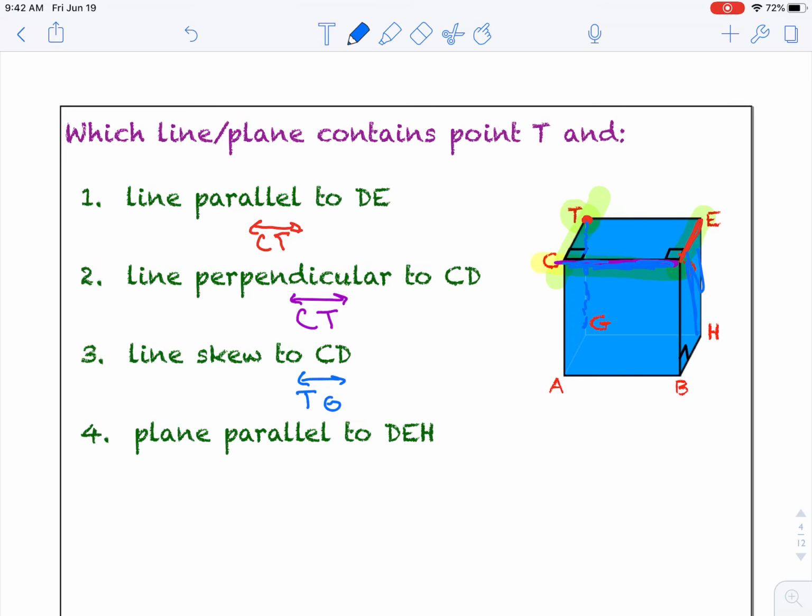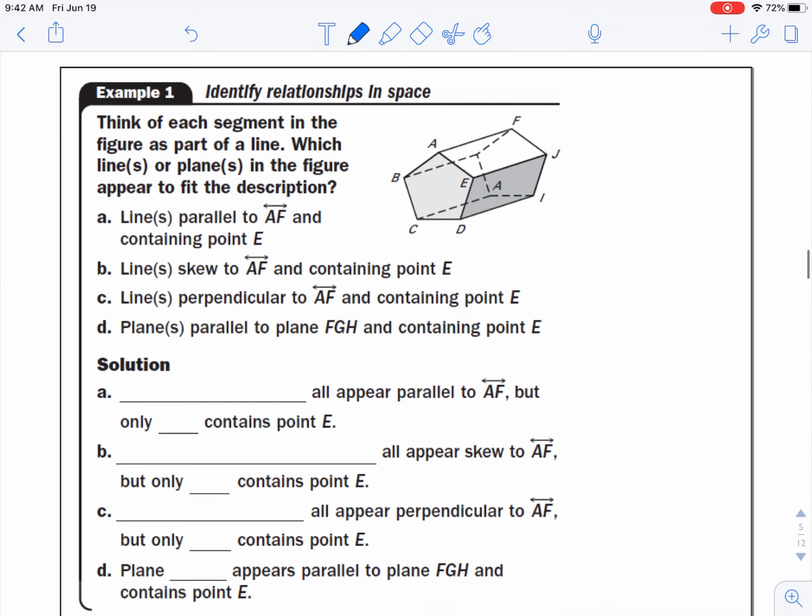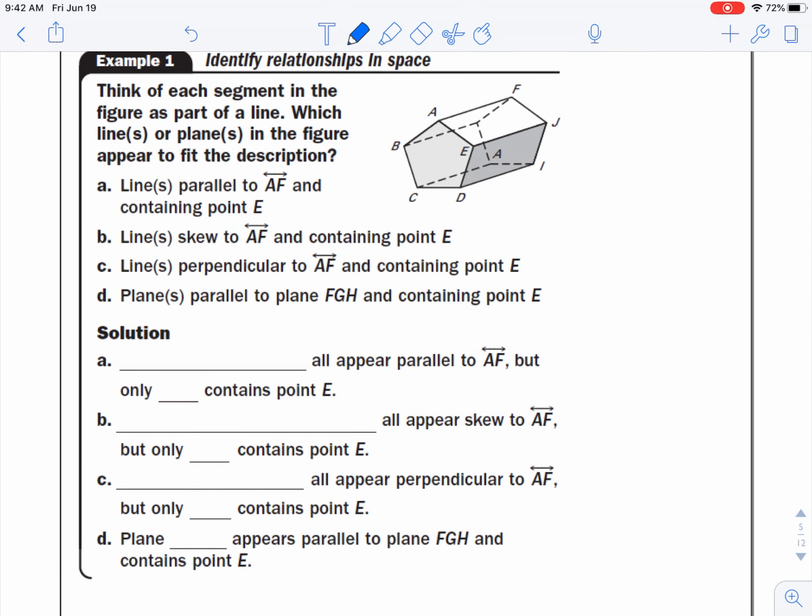And then finally, we want a plane that's parallel to DEH. So here is plane DEH, and a plane that would be parallel and also contain T would be plane TCA, or we could call it plane TGC, something like that, but this plane over there. So that's using the information about parallel, perpendicular, skew.